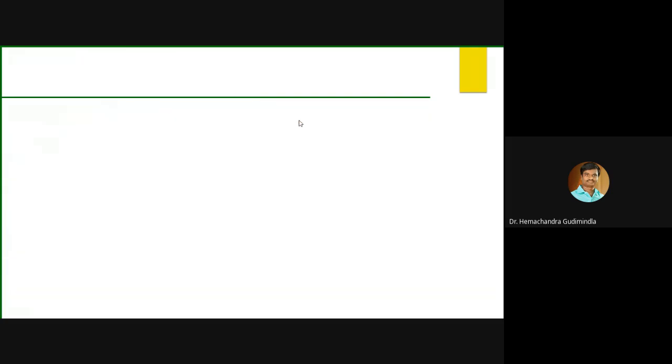Now, how to map the poles and zeros? I will write it here: mapping of poles and zeros onto the Z plane. Now, let us take X of z equals, a simple function, z plus 2 divided by z square plus 3.